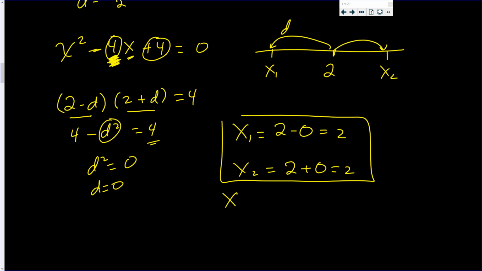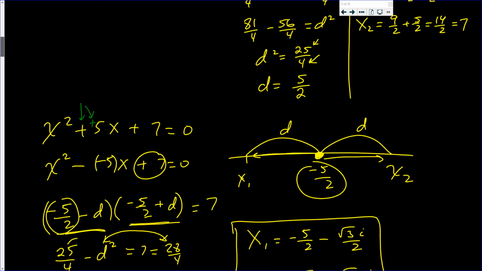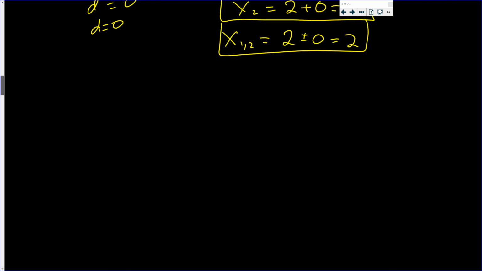If you want to do it in one step, you get 2 plus or minus d, which happens to be 0. But that's also 2. If you have 2 and you add 0, you get 2. If you have 2 and you take away 0, you get 2. Now, I do want to say that this method only works if the leading coefficient is 1.